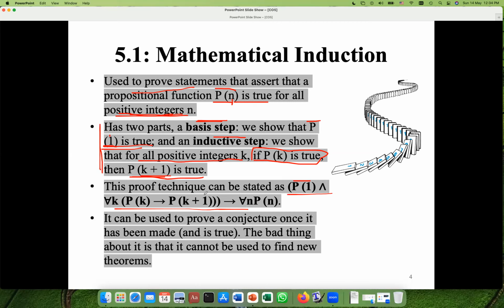This is what the predicate says. If P(k) is true, why am I using "if"? Because I know this is the predicate. If P(k) is true, then P(k+1) is also true for every positive integer k. And if this is happening, if condition 1 and condition 2 with respect to this conjunction are true, then finally you can say that P(n), the propositional function, is true for all positive integers n. This is the illustration of this mathematical notation.